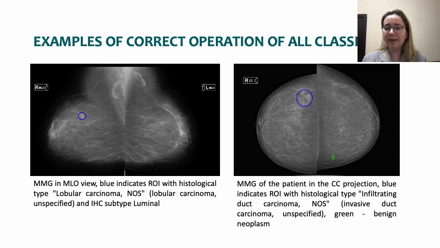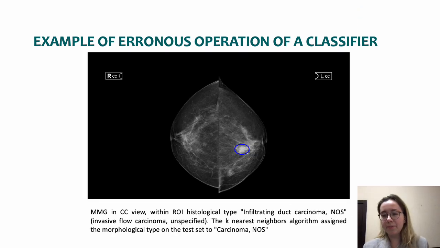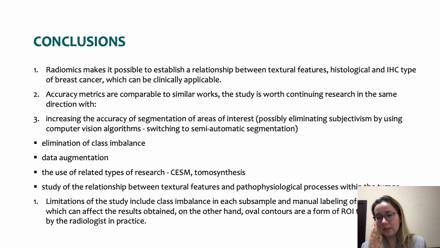Here is an example where all algorithms correctly identify the histological type of two studies, the lobular carcinoma and invasive ductal carcinoma. From the position of radiologists, both formations would be described as a limited area of high density parenchyma with fuzzy contours. Here, an example of a false positive result: the algorithm incorrectly determined the histological type, namely invasive carcinoma, within the region of interest. So let's move on to the conclusions.